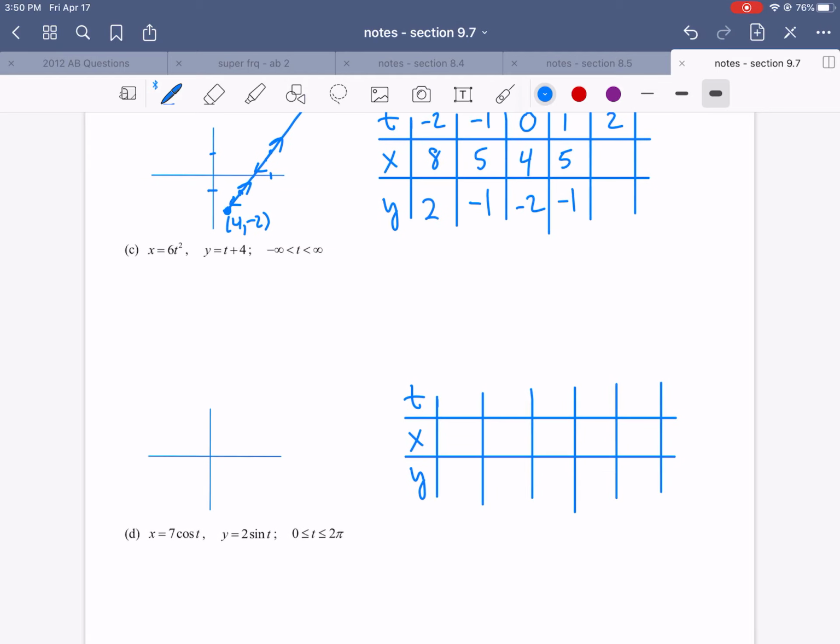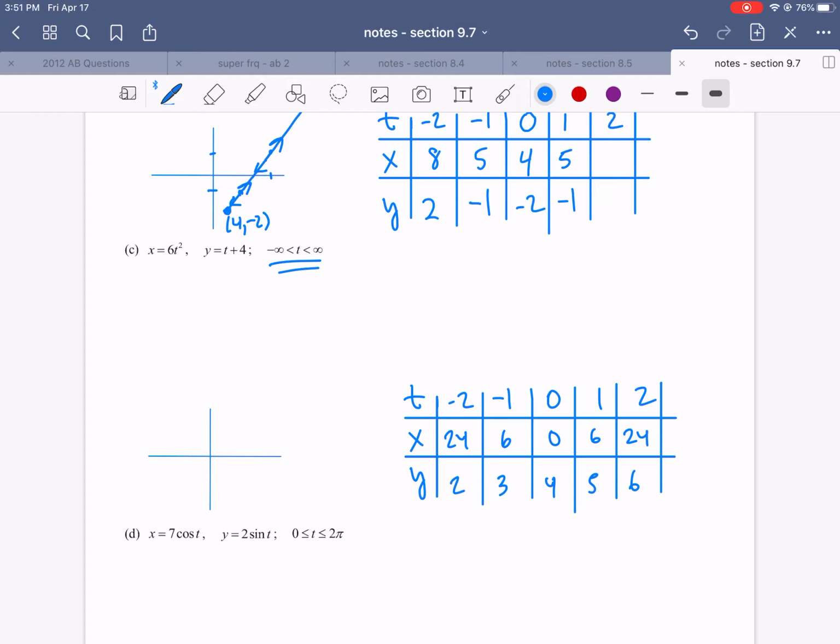Okay, letter C, we're going to do something very similar here. Again, t is ranging from negative infinity to infinity, so I'm going to start at the origin and just pick some numbers that are close to the origin on either side of 0. And so you guys can obviously plug into these equations yourselves. You don't need me to do that for you. And so here's what you're going to end up getting for your x values: 24, 6, 0, 6, and 24. And for your y values, you're going to end up having 2, 3, 4, 5, and 6.